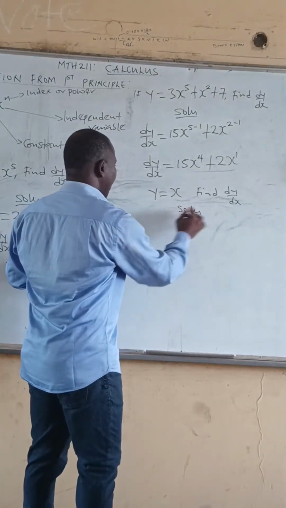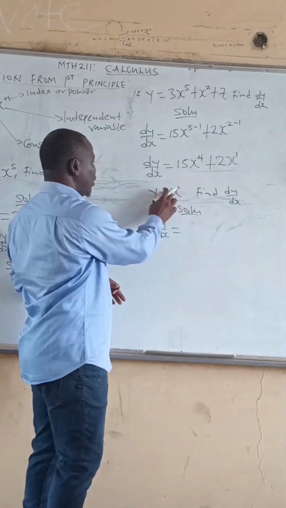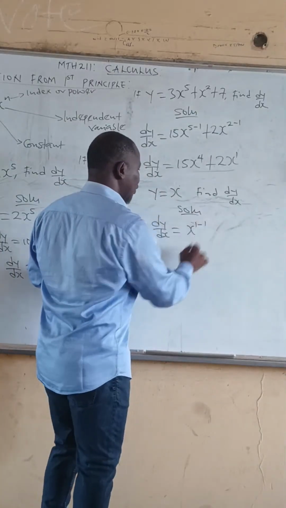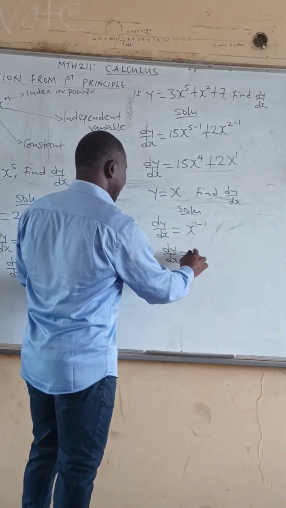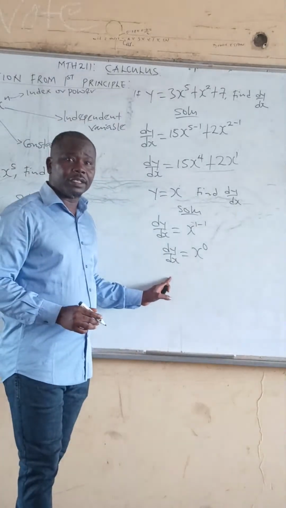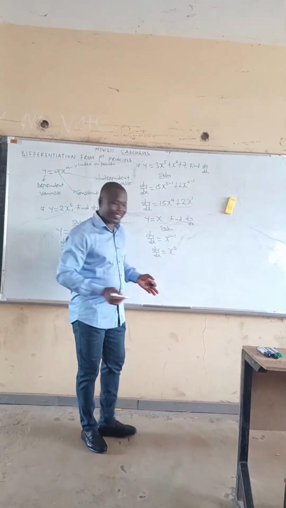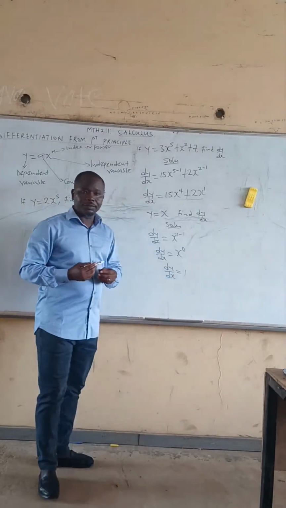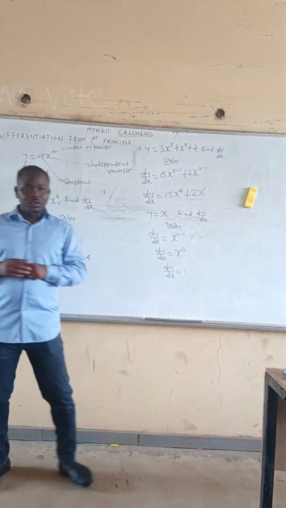Because solution, our dy over dx is equal to, there is 1 here, the same x. So x raised to the power of 1 minus 1. Then our dy over dx is equal to x raised to 1 minus 1, which is 0. Amen? And anything raised to the power 0 is what? Come back to indices. So our dy over dx is equal to 1. Amen? Amen. Any question before we proceed?